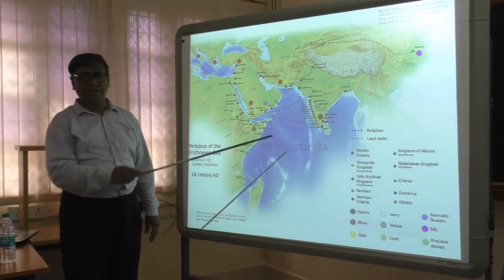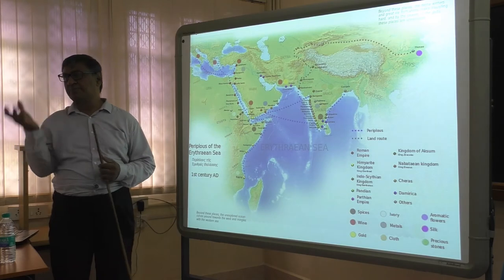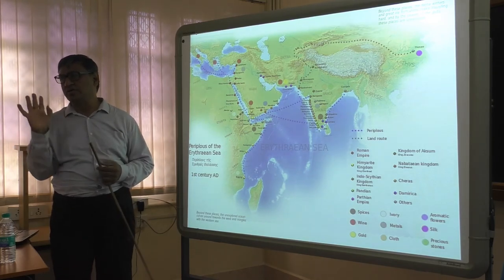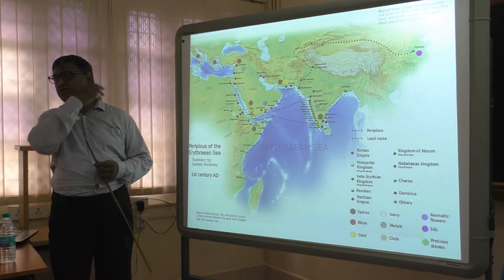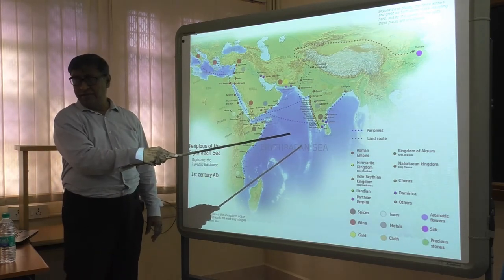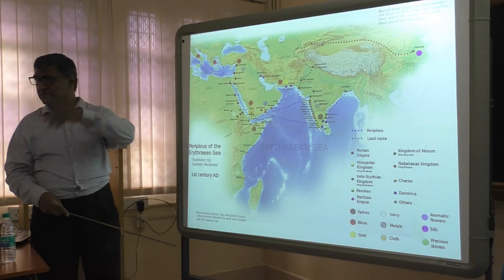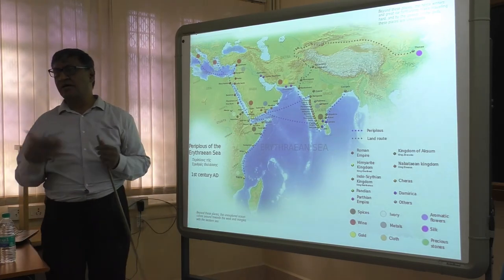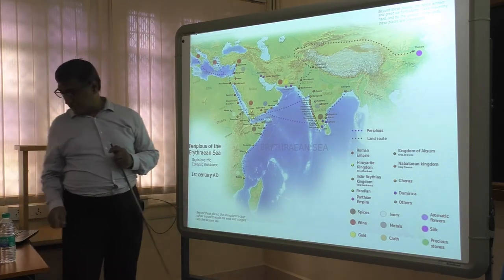So black pepper was worth its weight in gold. It seems ships and ships loaded with gold would come, and in return what went was black pepper and other spices also.